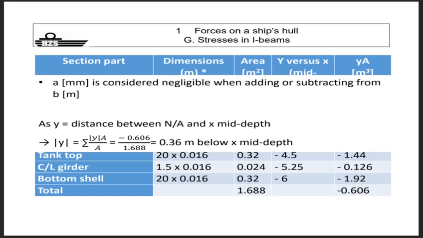So what do you do? The area multiplied by a distance versus a reference point. You sum it all up, you divide by the total area, and that will give you the distance from the neutral axis towards your reference point, which you take as you please.